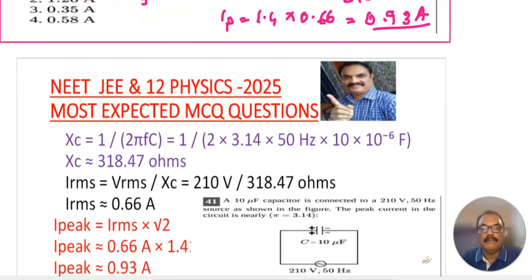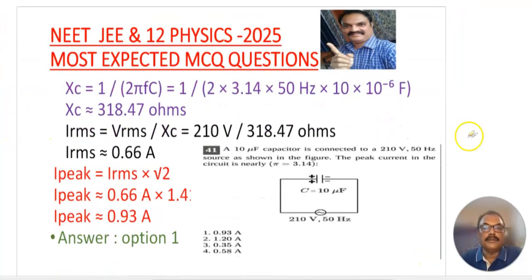Same way here, once again I repeat, the question given here is capacitance 10 microfarad, VRMS is given, frequency is given. Formulas required: first capacitive reactance, that formula is 1 by 2 pi FC, which is given in the alternating current chapter in Class 12. So 2 pi is 3.14 into 50 into 10 into 10 to the power of minus 6, because it is given in microfarad. So after solving, you will get this.